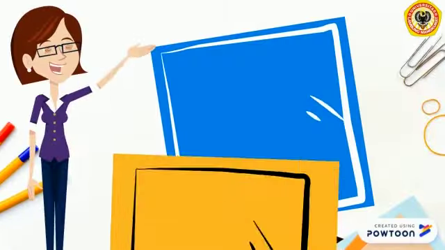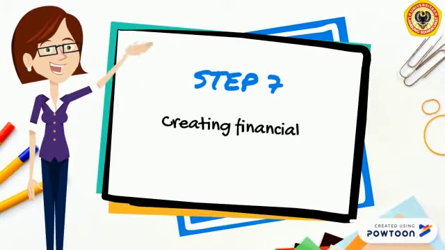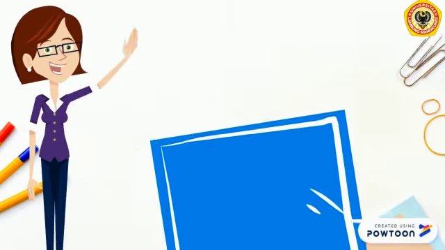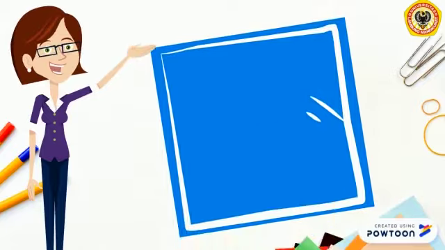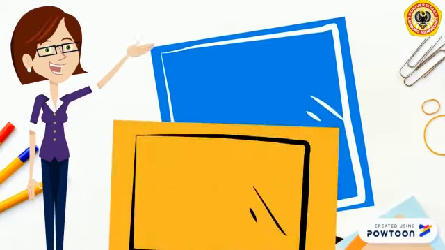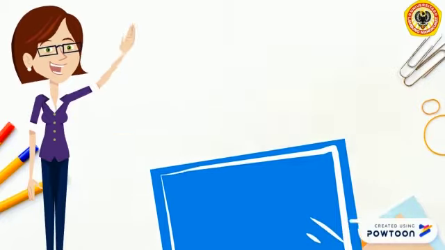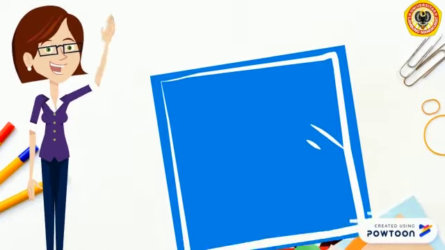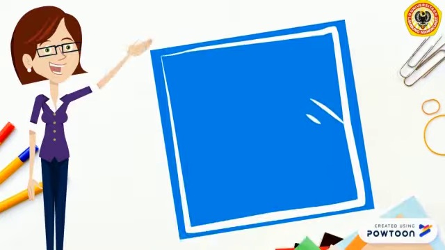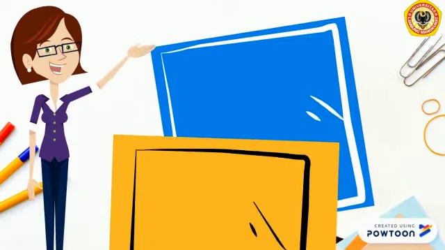Step 7. Creating financial statements from the trial balance. This step of the accounting cycle is the most critical part. As accountants, we must know where all the financial statements are coming from. From the adjusted trial balance, all the financial statements are built. There are four important financial statements that are prepared using the adjusted trial balance.